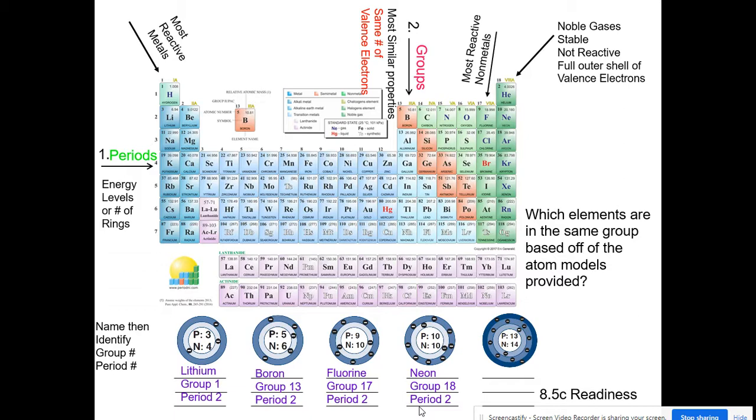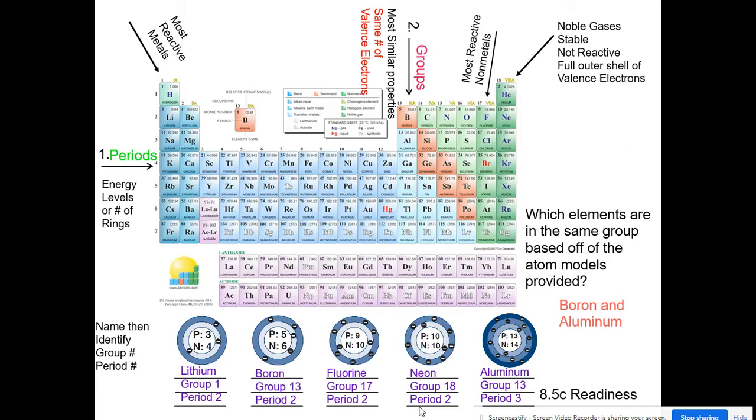Lastly, locate an element with 13 protons. Great work. It's aluminum in group 13, period 3.